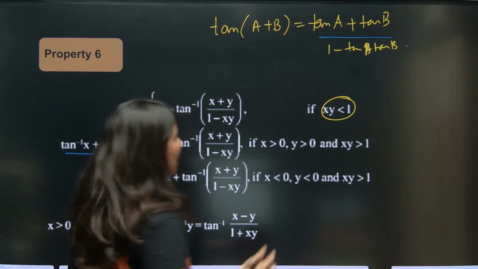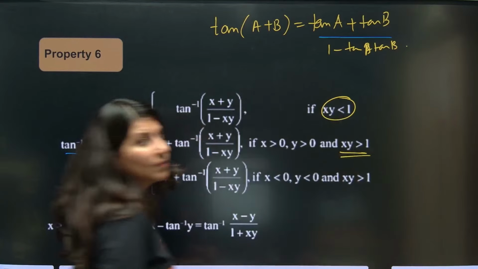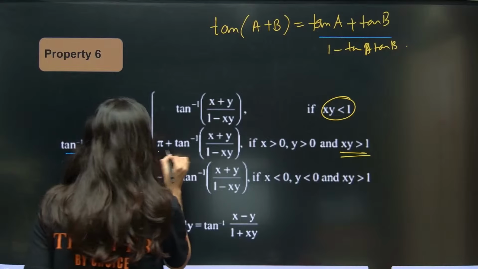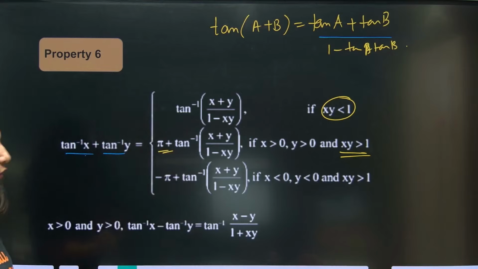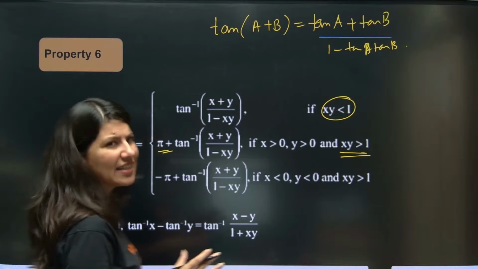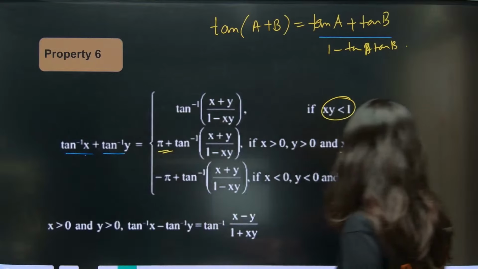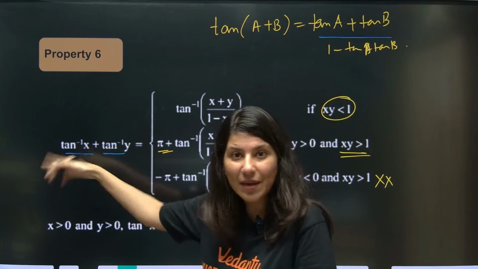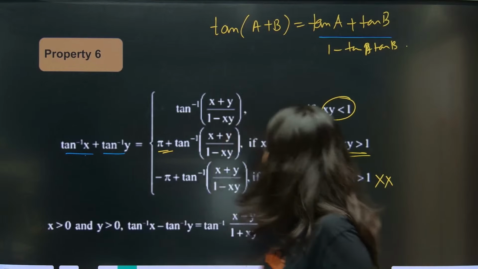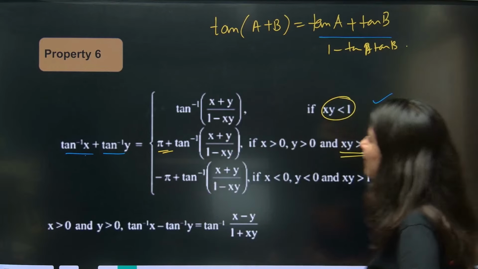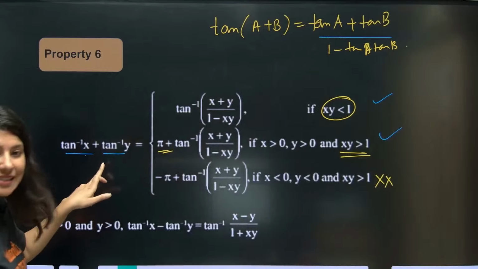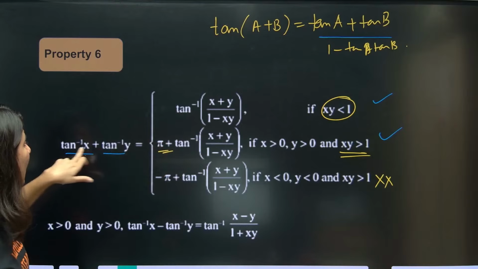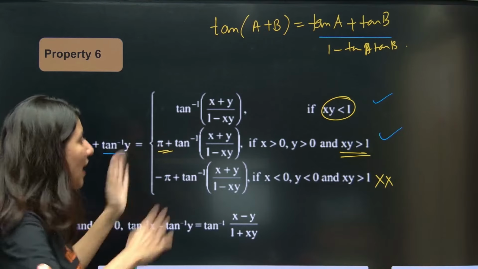If that is coming greater than 1, with the condition that both x and y are positive, then you have to add pi to it. And if x and y are negative, you just take the minus sign out already. So I think majority of the time these two formulas you have to remember: tan inverse x plus tan inverse y is equal to tan inverse of x plus y upon 1 minus xy, and tan inverse x plus tan inverse y is equal to pi plus the same thing.